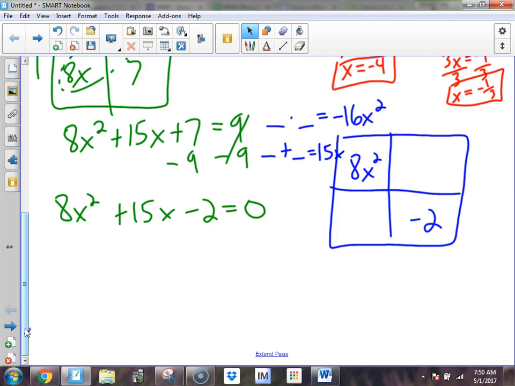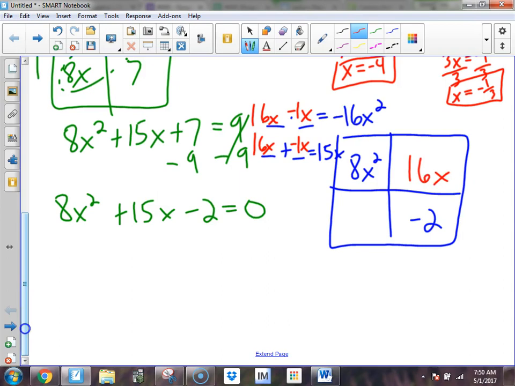Yeah. And it can't be the other way around. You can't have the negative with the 16, otherwise you get negative 15. So yes, that's perfect. 16x and negative 1x. Some of you it's going to take time to get used to coming up with these. I'll put the 16x here. The negative 1x here.